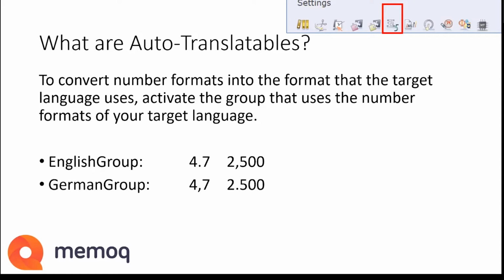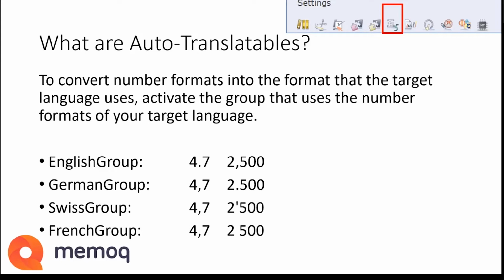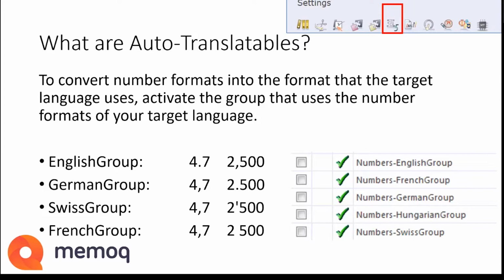If you're translating into German or into a language that uses the same system as the German language does, then MemoQ would suggest a comma for the decimal numbers and a dot for the larger numbers. The Swiss group would suggest the apostrophe for the larger numbers, and the French group, for example, would use a space. So depending on what language group you're translating into, you would select one of the settings that already exist.